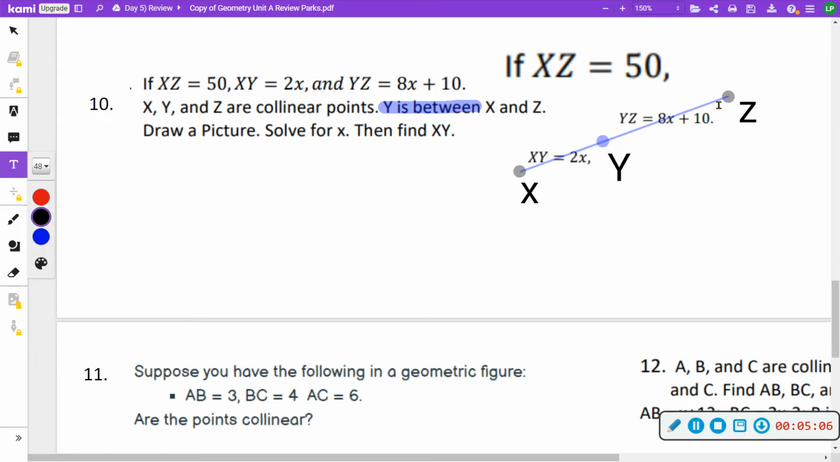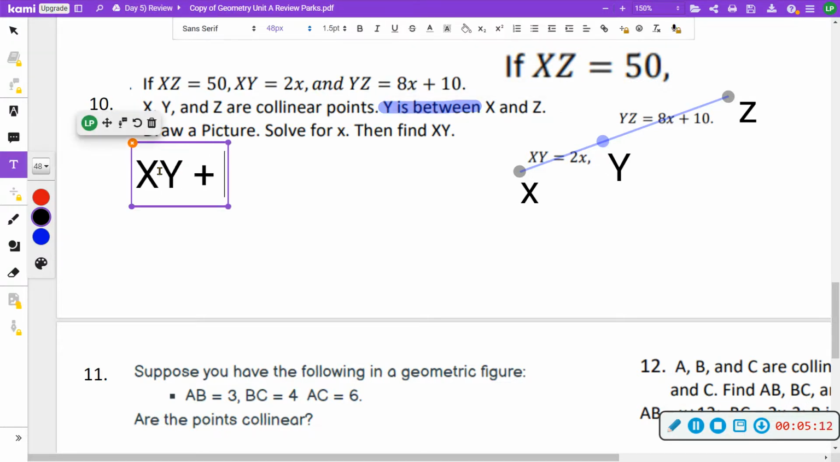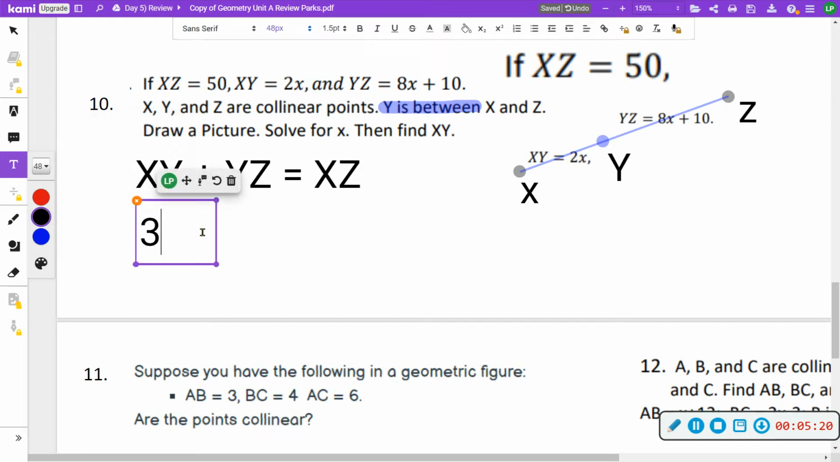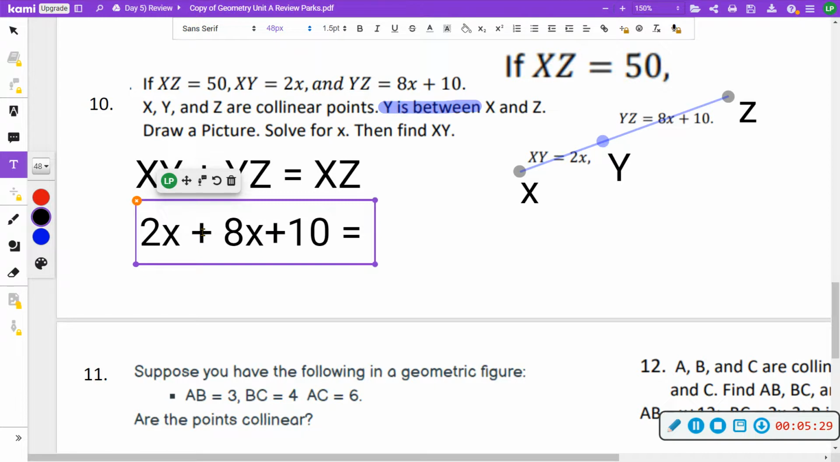How do I put all that together? Well, we're going to use something called the segment addition postulate that says if you take XY plus your YZ, that equals the whole thing, XZ. So filling this in, what is XY? XY is 2x. What is YZ? That's 8x plus 10. And that equals the whole thing, which is 50.